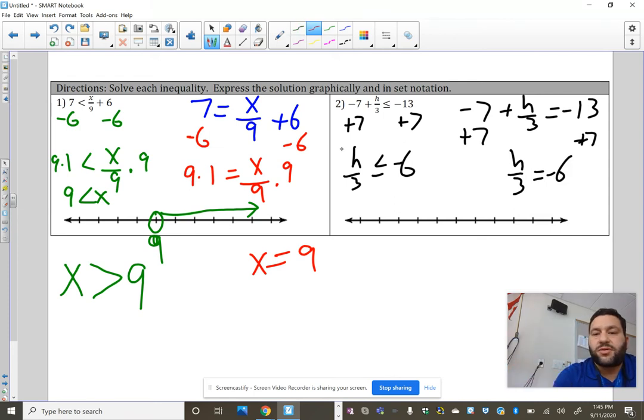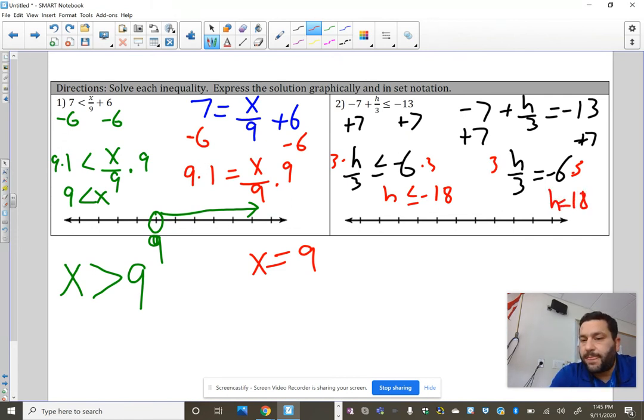I'm going to multiply both sides by 3 to get h is less than or equal to negative 18. I did not multiply or divide by a negative, so I don't flip the sign. Now, I find where I want 18 to be. This time I color it in. I'm sorry, it should be negative 18, by the way.